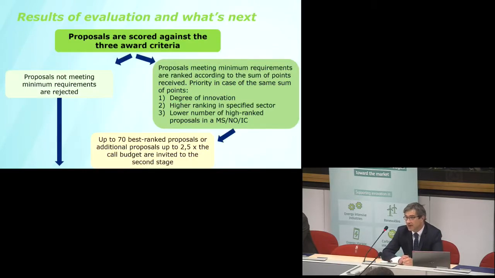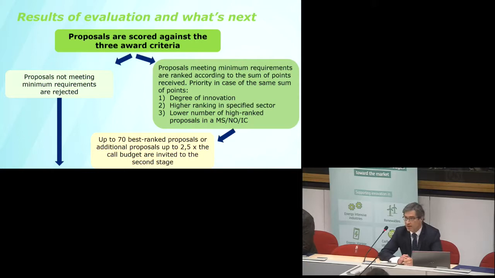What happens after all 3 criteria are assessed? Those projects that meet the minimum requirements under the 3 criteria that we have just presented, so greenhouse gas emissions, degree of innovation, and maturity, are ranked according to the sum of points received. In case we have projects with the same sum of points, they are ranked in the priority order, starting with degree of innovation, then the ranking in the specified sector according to the Annex C methodology, and at the 3rd priority we have a geographical scope.